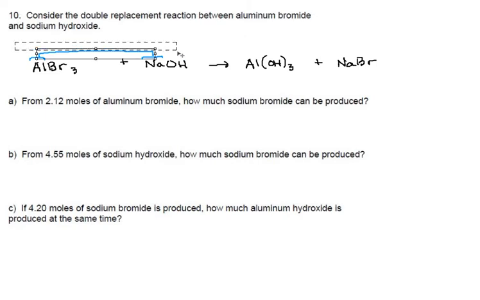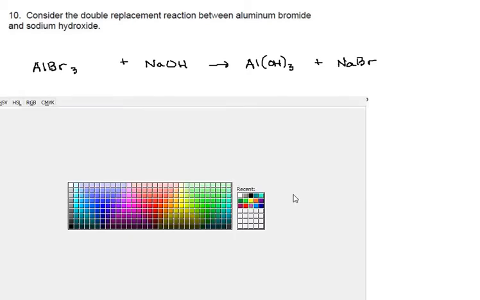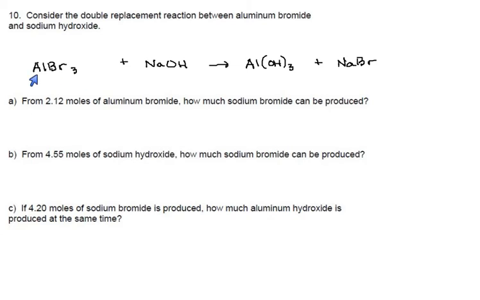I hope you said it isn't balanced yet, because we need those coefficients if we're going to do any kind of mole ratio stuff. Pink works. 1 aluminum, 1 aluminum. So far, so good. 3 bromine, only 1 bromine. So we need 3 times as much bromine on the right side.